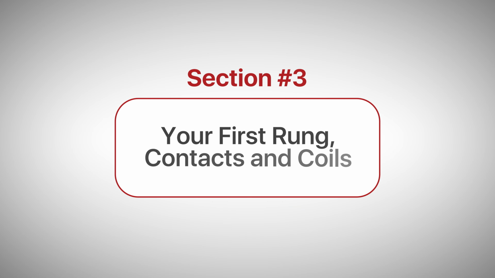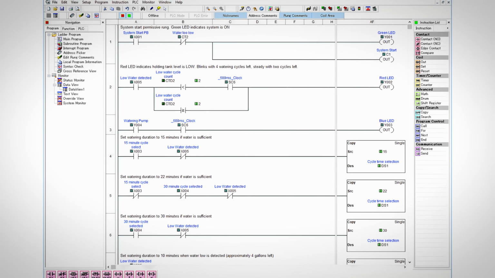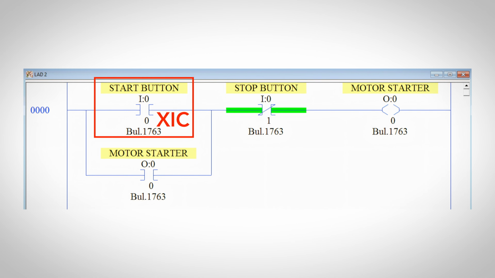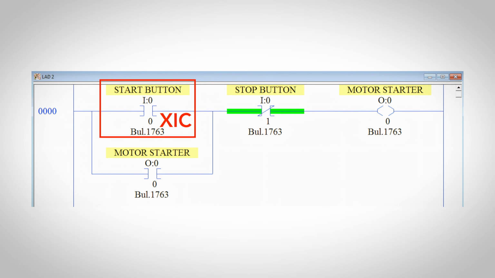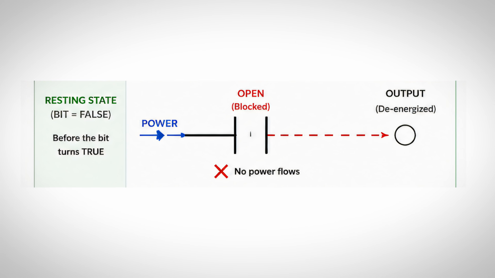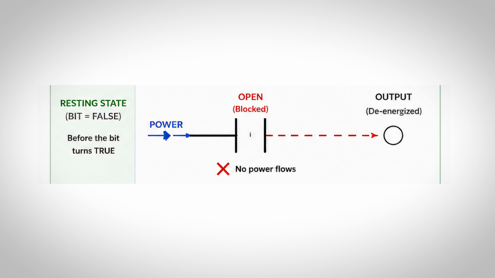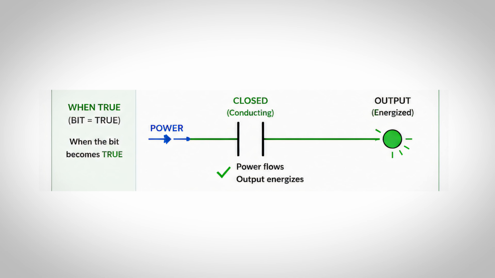So let's talk about your first rung and the instructions that started it all, the contacts and the coils. These are what I call the relay type instructions. These are what you'll see that look similar to a control schematic in a real relay circuit. First, we've got the XIC, or examine if closed. This looks like a normally open contact in a relay circuit, meaning at its resting state, it's going to be open, so you're checking to see if it's closed. Examine if closed, then we're going to pass current through.